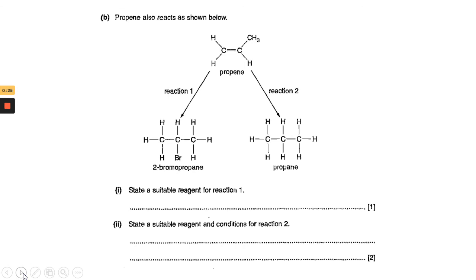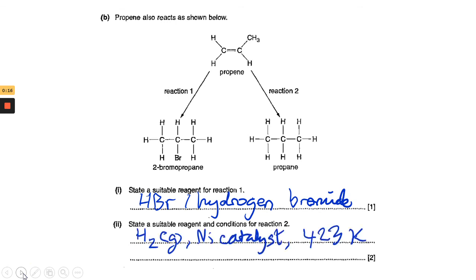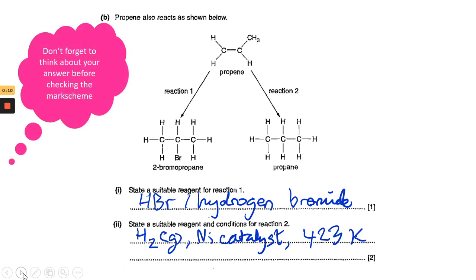So you've got stating a suitable reagent is hydrogen bromide. It doesn't ask for the conditions, so just the reagent will do. And the reagent and conditions for reaction 2 is hydrogen gas, nickel catalyst, and 423 Kelvin. Last thing to remember is don't forget to think about your answer before checking the mark scheme.